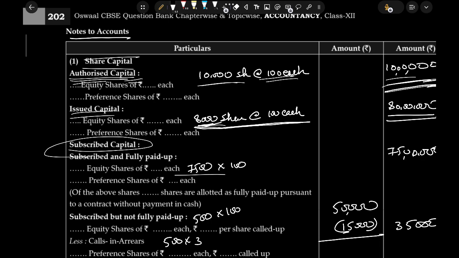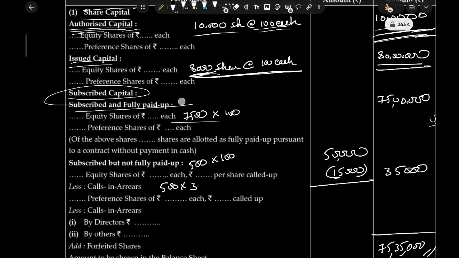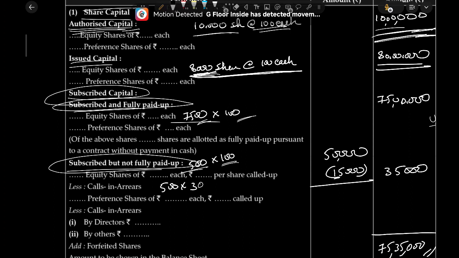Yes, there are two parts: subscribed and fully paid, subscribed and not fully paid. In this, of the 8,000 shares, 7,500 shareholders paid fully without any flaws, but 500 shareholders have to pay 100, but he paid only 70, not 30. So he has to pay 50,000, but less calls in arrears.